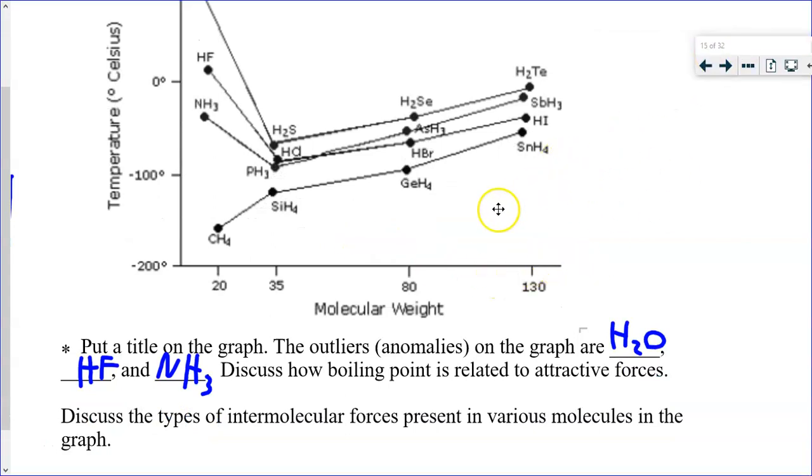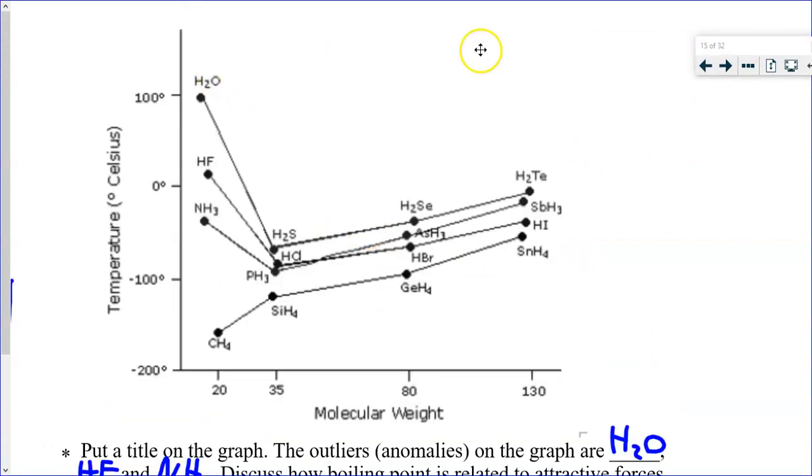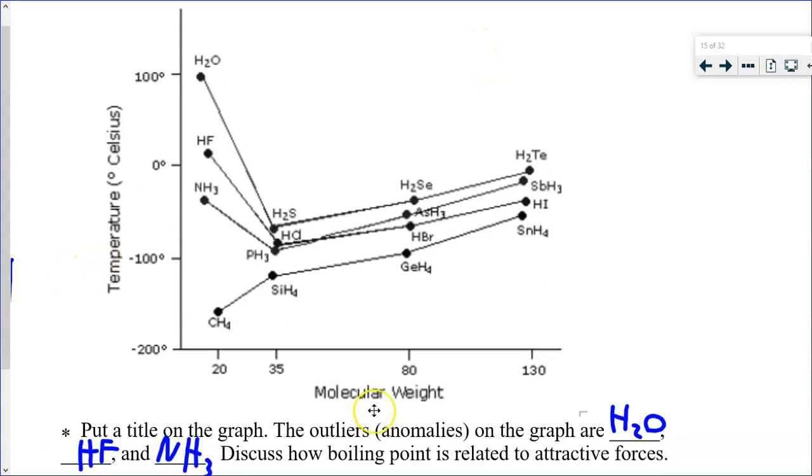So yesterday at the end of the hour, we kind of started trying to put a title on this thing. And I had said that the dependent versus independent, of course, works just fine. But I think a better title here is probably describing that these are boiling points of molecular families.